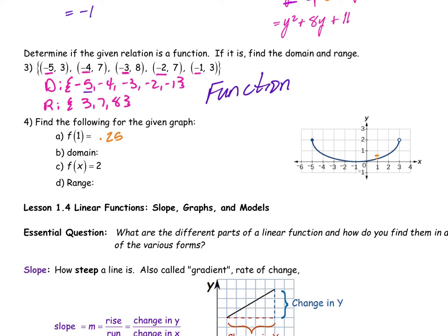What's my domain? Negative 5 to 3. Okay, great. Is negative 5 included? Yes. Is 3 included? No. Beautiful. Okay, for what x does y equal 2?